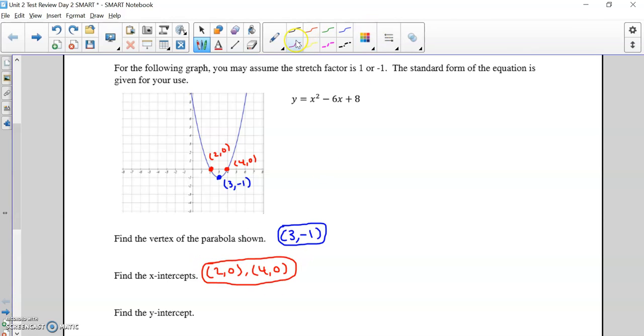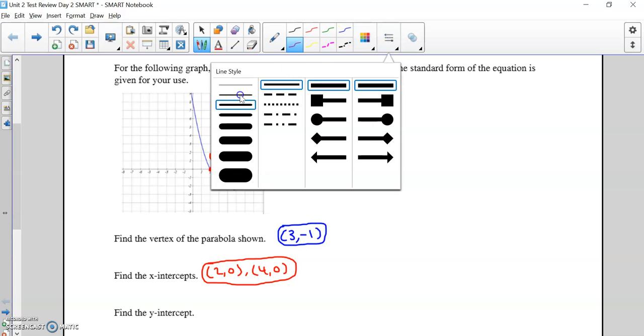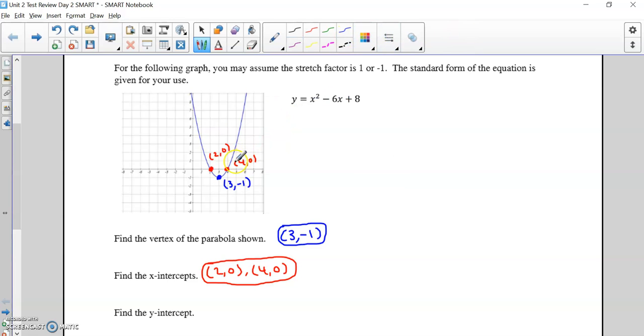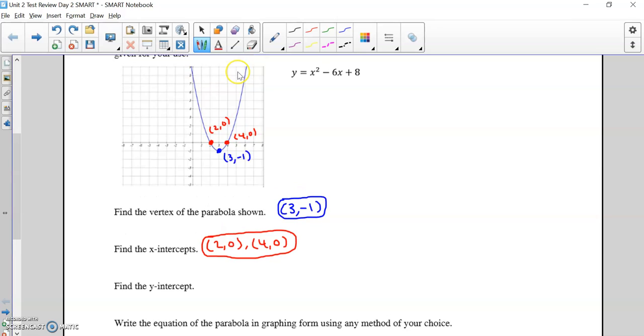All right, on to the y-intercept. Now, y-intercept is the location on the graph where we touch the y-axis, and that's the vertical one. So that happens right up here at the 8, so this point is going to be 0, 8.